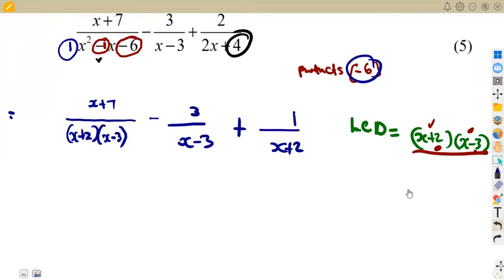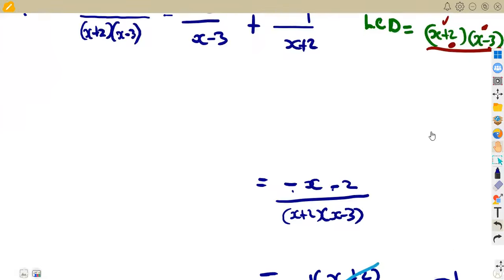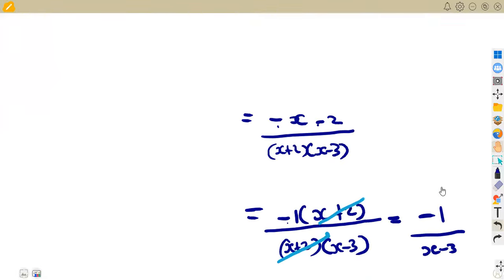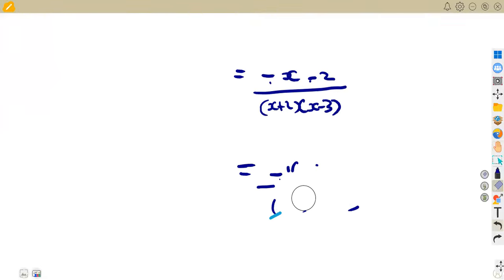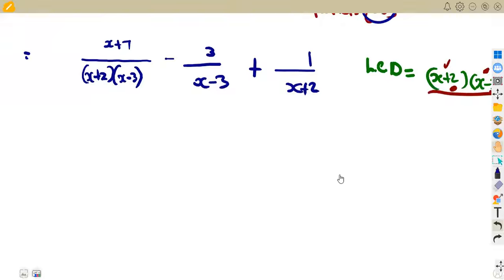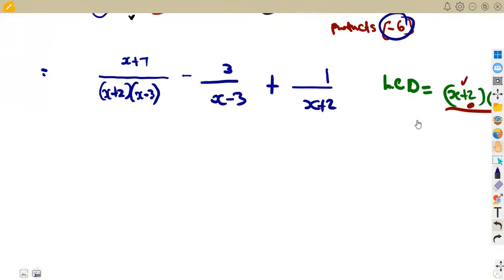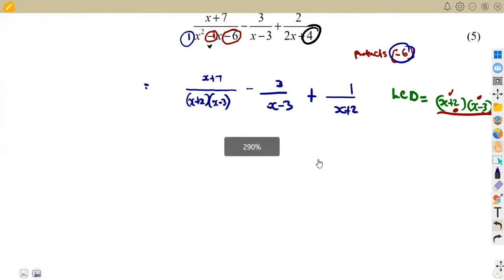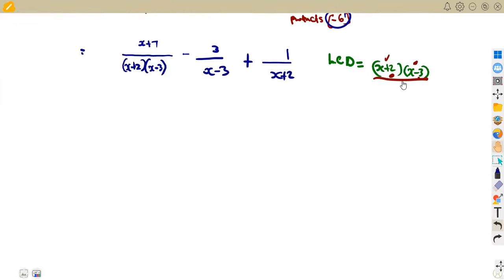Let me just explain it here so that you can see. Remember, another method I mentioned is that with your LCD, the one you have here, which is x plus 2 over x and x minus 3, you take that and put everything over that LCD. So you're going to write everything like this, okay?